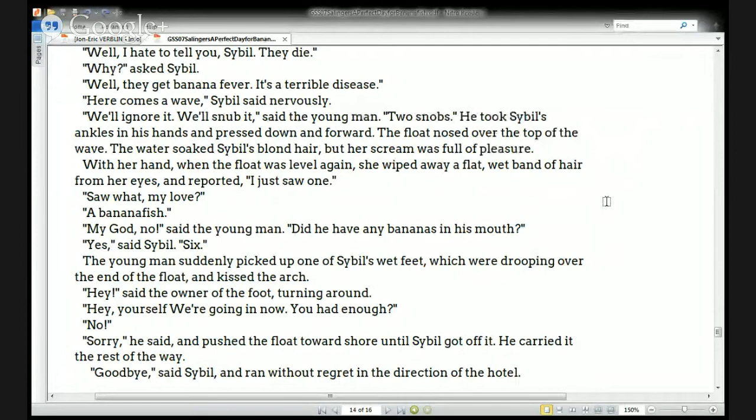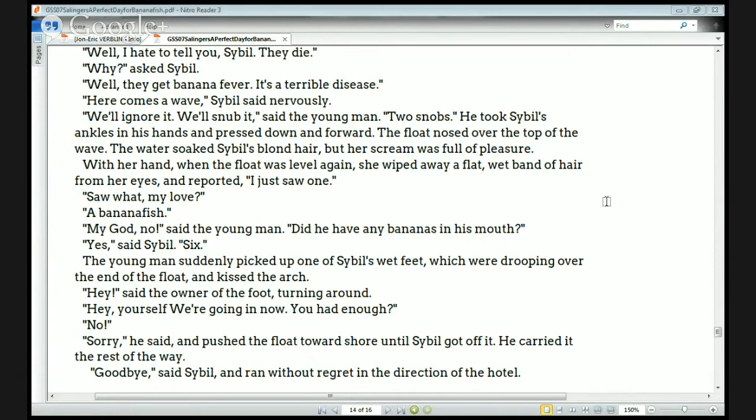"Hey," said the owner of the foot, turning around. "Hey yourself. We're going in now. You had enough?" "No." "Sorry," he said, and pushed the float toward shore until Sybil got off it. He carried it the rest of the way. "Goodbye," said Sybil, and ran without regret in the direction of the hotel.